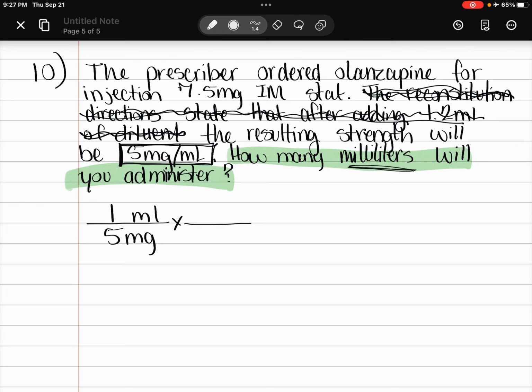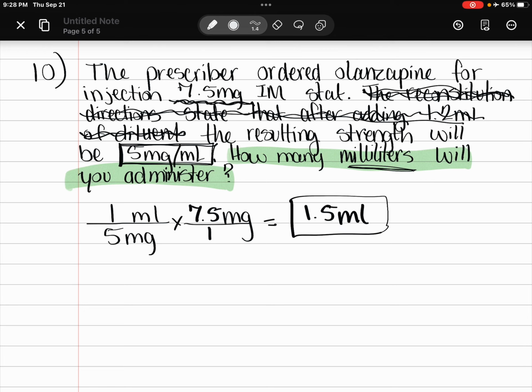Okay, so I just need milliliters here, so I need to get rid of my milligrams. I'm going to add it to the top. Where else in my problem does it state milligrams? It states milligrams in my order, 7.5 milligrams. So I'm going to put 7.5 milligrams and I will solve. You would do 7.5, then you would divide that by 5. You would get 1.5 milliliters. There is your answer.